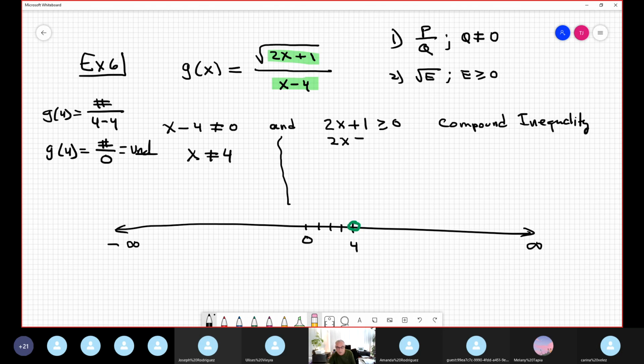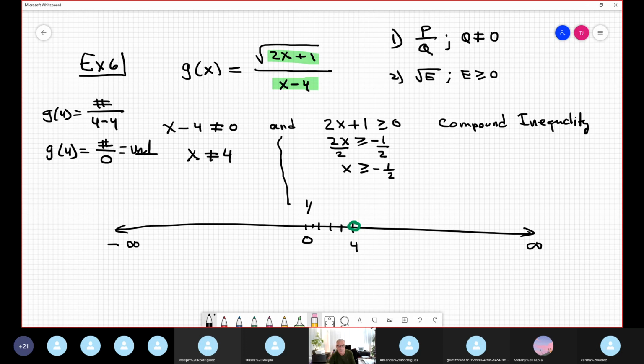2x is greater than or equal to -1. Divide by 2 on both sides. X is greater than or equal to -1/2. The inequality sign stays the same because you are dividing by a positive. When you divide by a negative, you reverse it. In this case, no reversal.